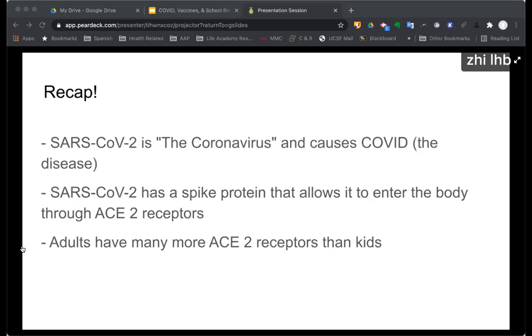So, to summarize what we've said so far, SARS-CoV-2, which is the coronavirus, is what causes COVID, and COVID is the disease. This virus has a spike protein that acts like a key to let SARS-CoV-2 into our bodies to cause COVID. And adults have a lot more of these receptors than kids do.